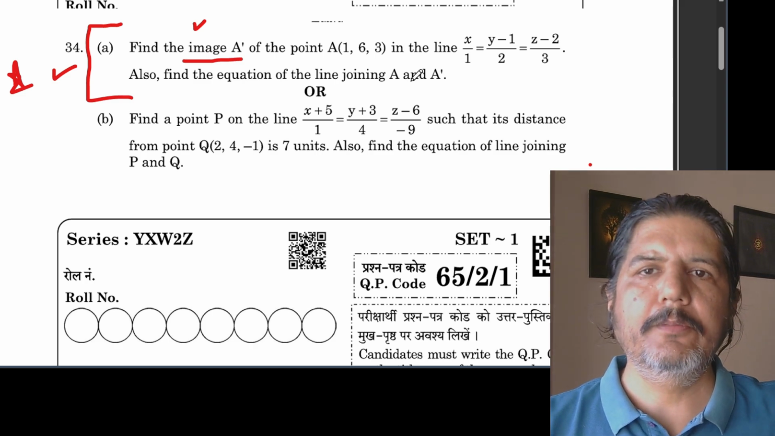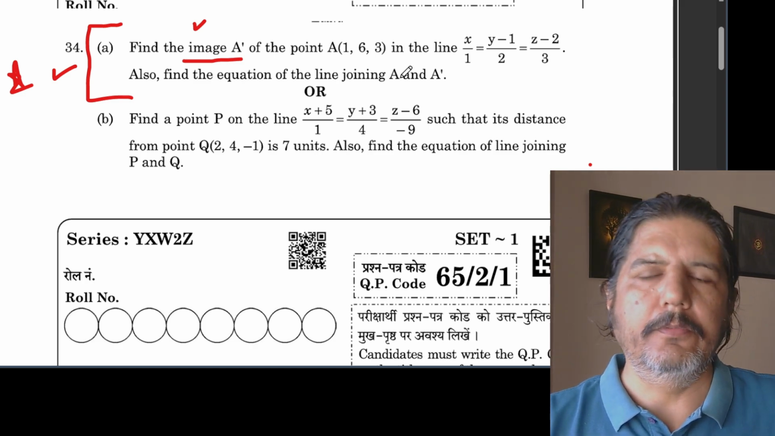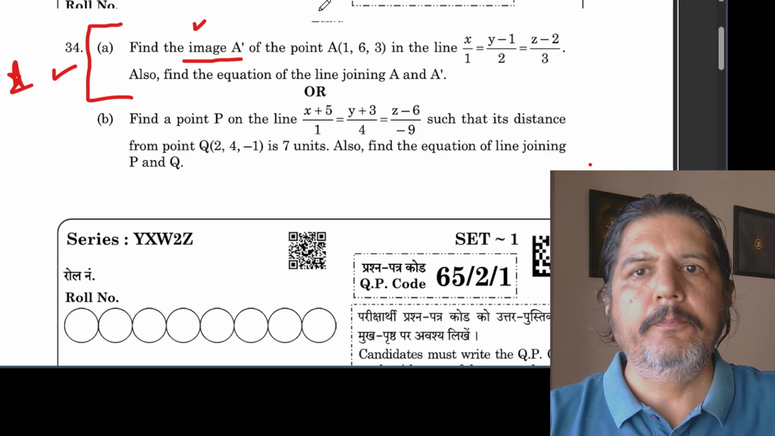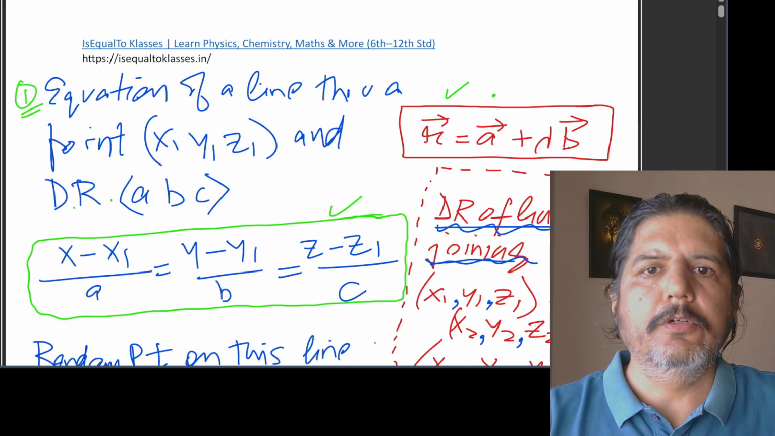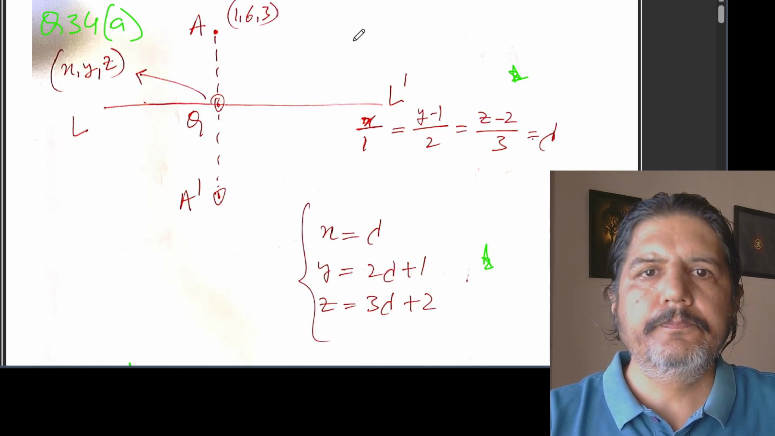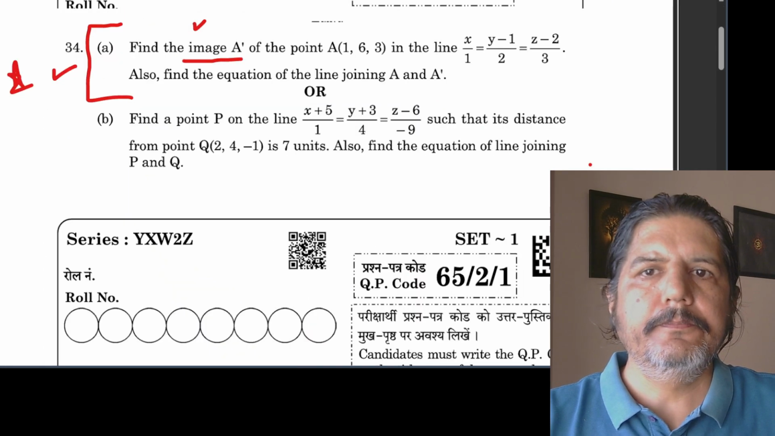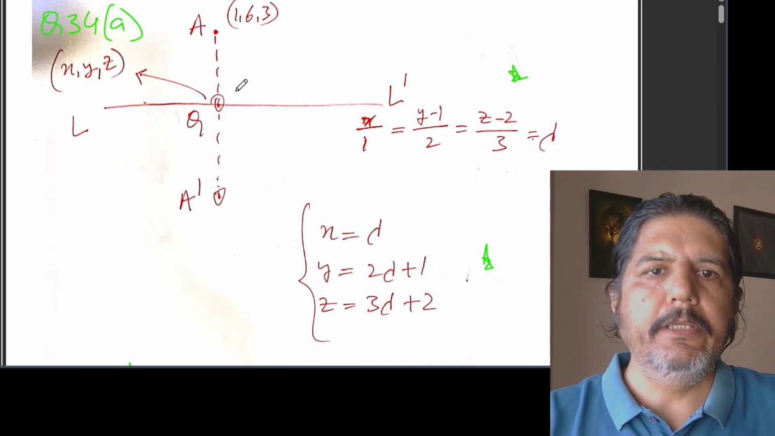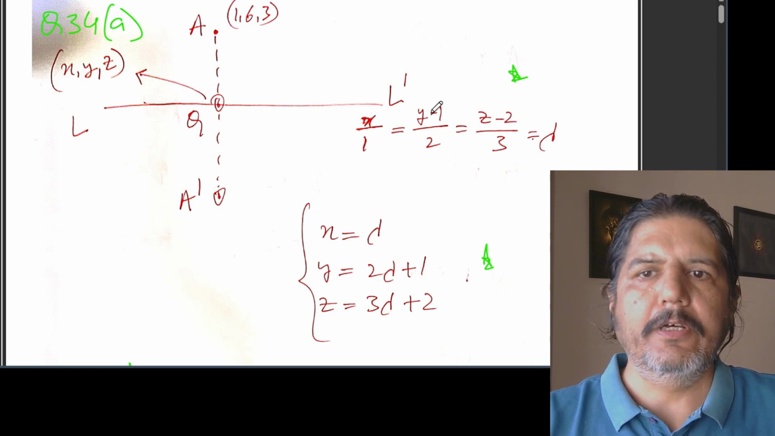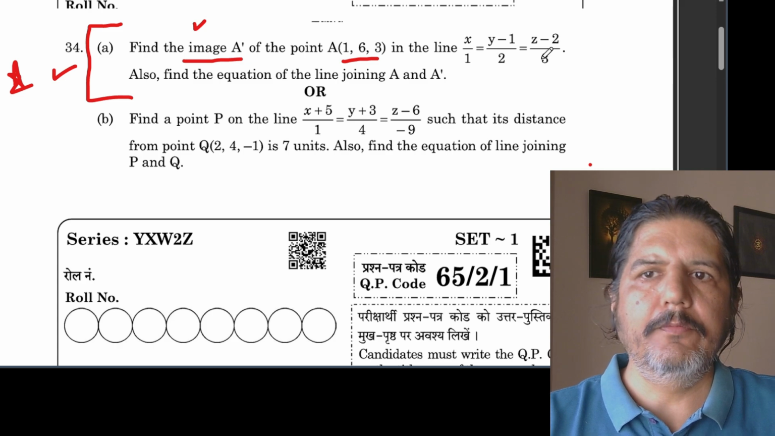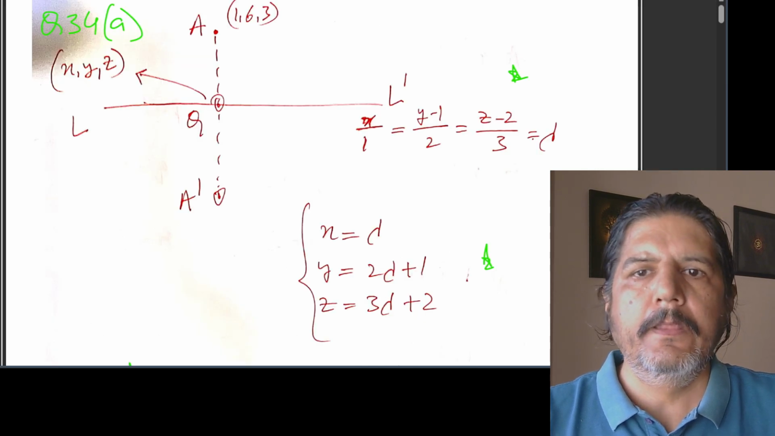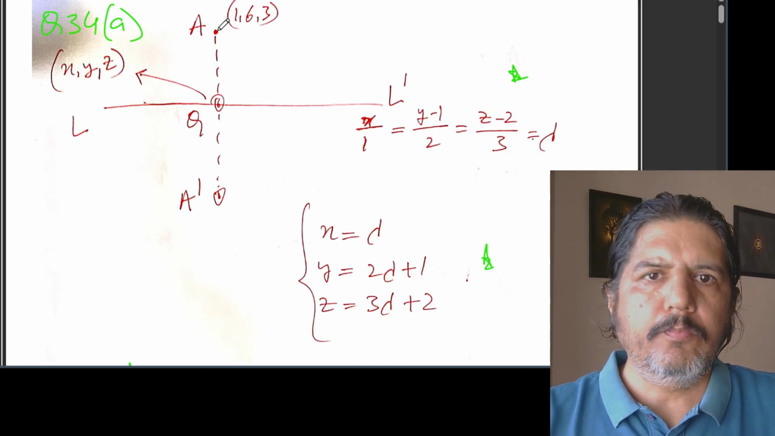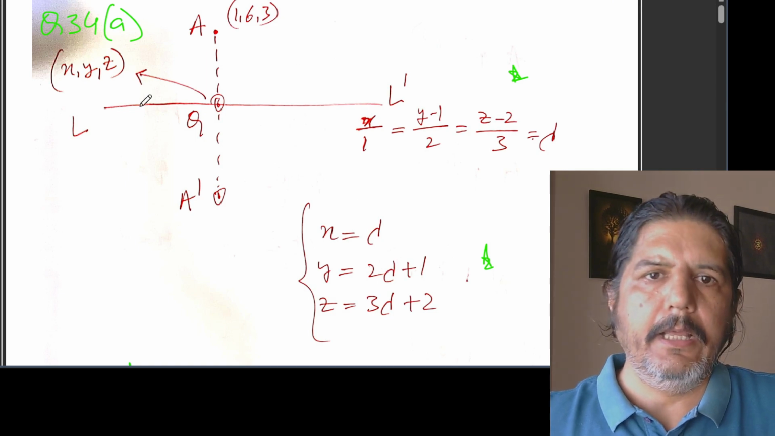It is always suggested that before you start the question, you draw a rough line diagram. So the rough diagram that I've drawn looks like this. So this is the point 1, 6, 3. This point is being reflected on this line, x upon 1, y minus 1 upon 2, z minus 2 upon 3. So this is the line which is given to us, and this is the line in which this point is being reflected.